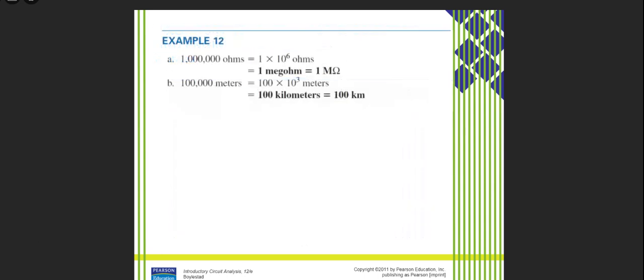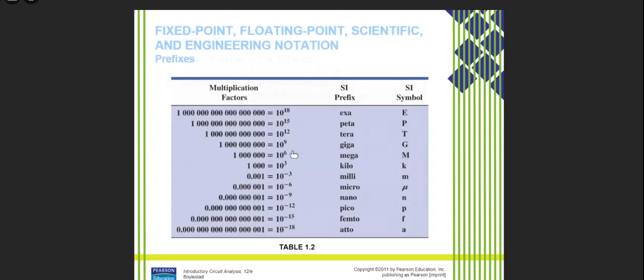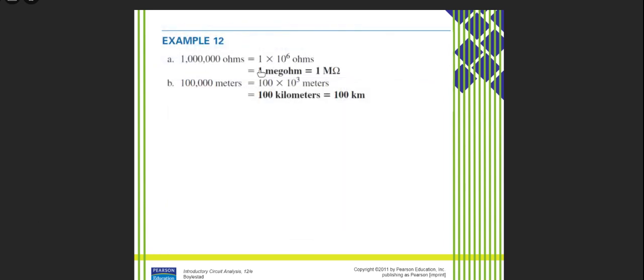Let's do an example to make it more clear. If we say that we have a resistor of this number of ohms, if you convert it to 10 power, it is 1 multiplied by 10 power of 6 ohm. And if we look at the table in here, 10 power of 6 is mega. So I can say this resistor is 1 mega ohm. Or in other words, if somewhere it is mentioned that there is a resistor of 1 mega ohm, it means the value of this resistor is 1 multiplied by 10 power of 6.